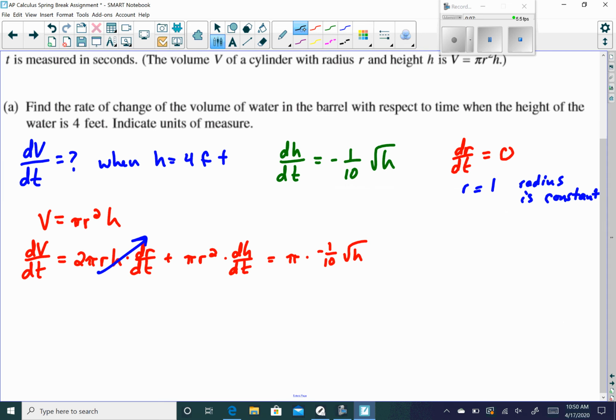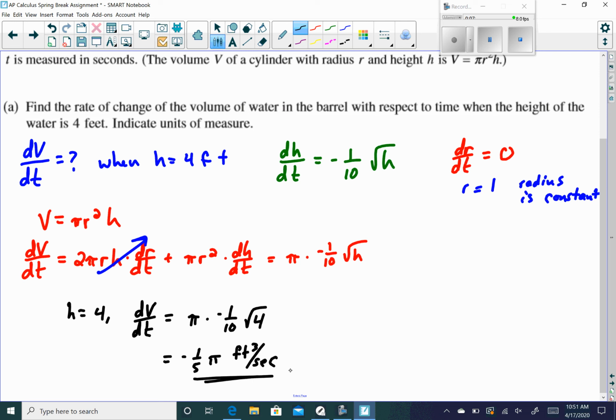So now when h equals 4, dV over dt is going to equal pi times negative 1/10 times the square root of 4, which will give us negative 2/10 pi, or negative 1/5 pi, or negative pi over 5. And again, this is volume, so this is going to be cubic feet per second.